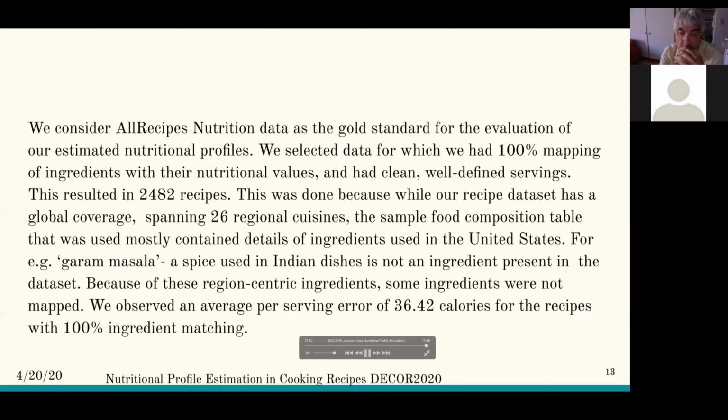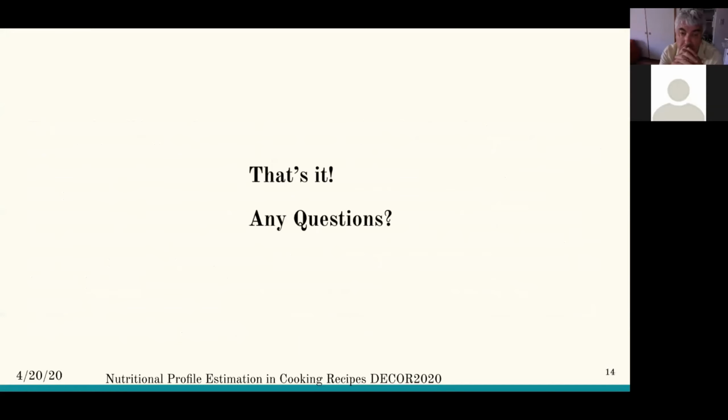And we observed an average per serving error of 36.42 calories for the recipes with 100% ingredient matching. So that was pretty much it, and if you have any questions, I'll see you in the Q&A section.